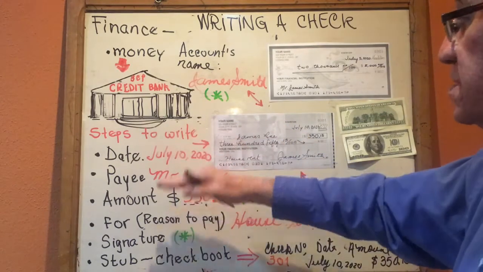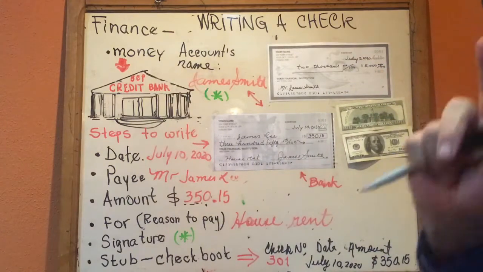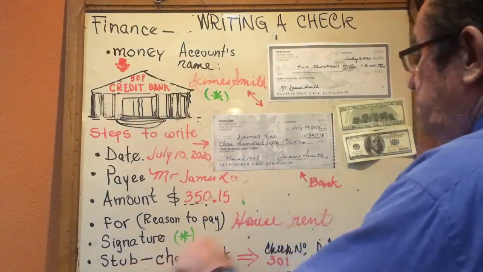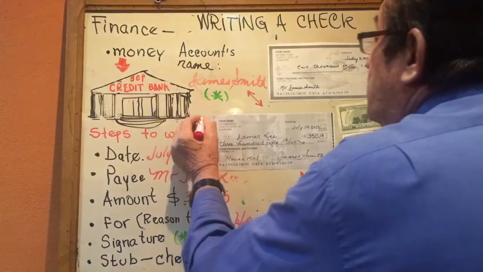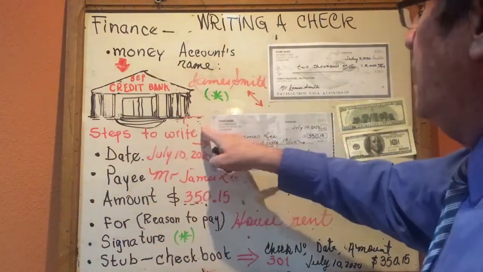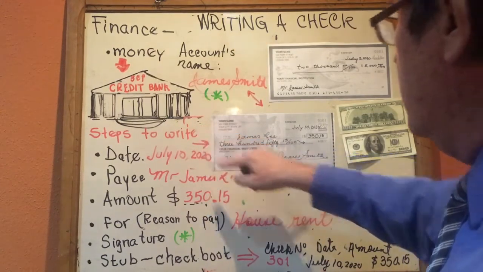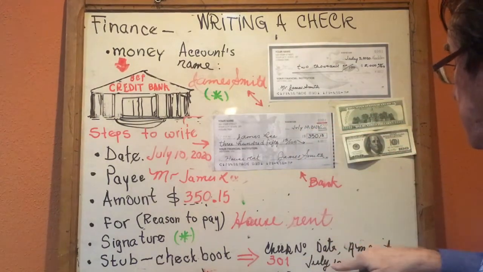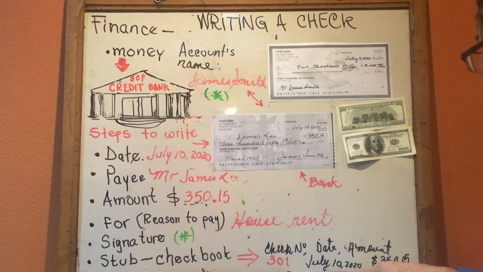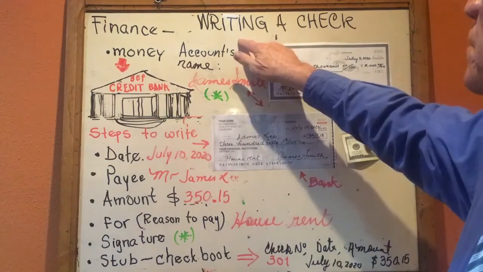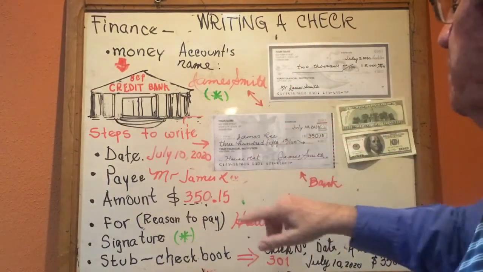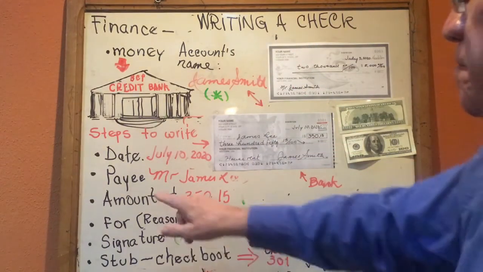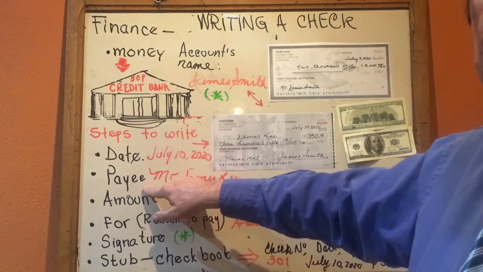So these are the steps in which you need to write a check. Then the last step is that you need to have the stub from your checkbook. That means a little piece of paper where you attach to the check, where you put the check number. In this case, the check number is 301. The date is July 10, 2020, and the amount 350 and 15 cents. Once you have finished, then you would say that you have written a check for Mr. James Lee, who is the payee.